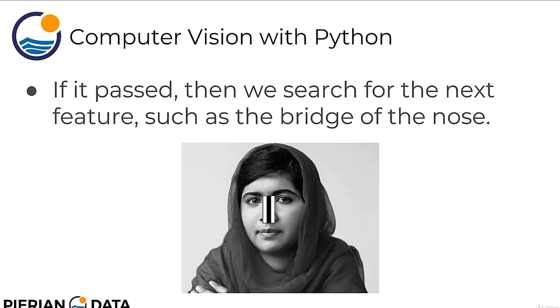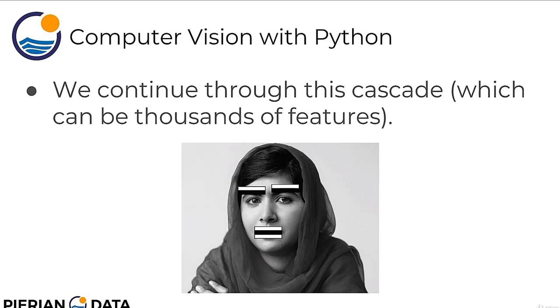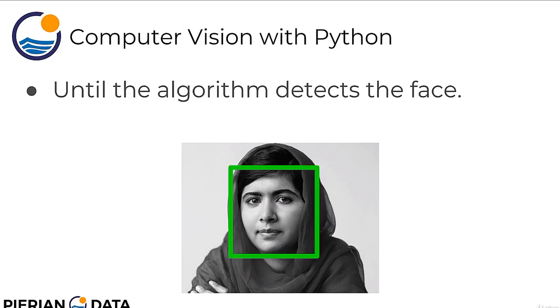And this just keeps going and going until you pass the majority of them. You can have some sort of threshold as far as what you indicate as a feature pass or a classifier pass. So again, you continue this, maybe you do eyebrows, you do the mouth, and so on, just using these really simple ideas of edge features and line features, until the algorithm decides, yes, I've detected a face here because it kept passing all these classifiers.